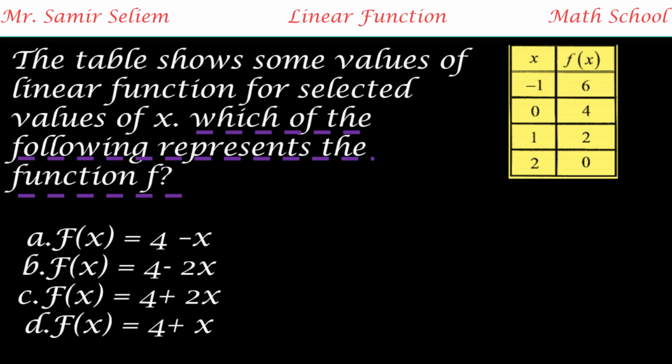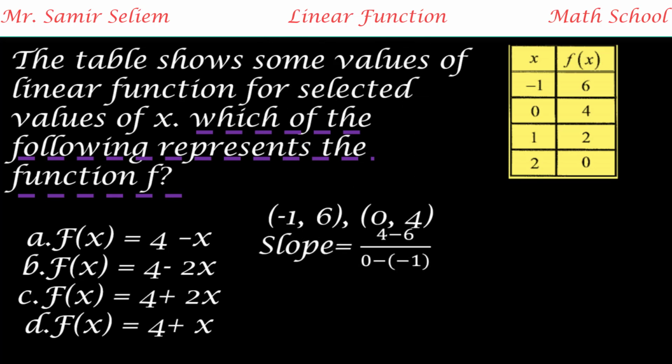To find the rule of the function, we will use any 2 points to find the slope. Then we can find the y-intercept by substituting any point in the equation, and write the equation. Let's take 2 points, like negative 1, 6 and 0, 4. We get the slope: 4 minus 6 over 0 minus negative 1. It will be negative 2.